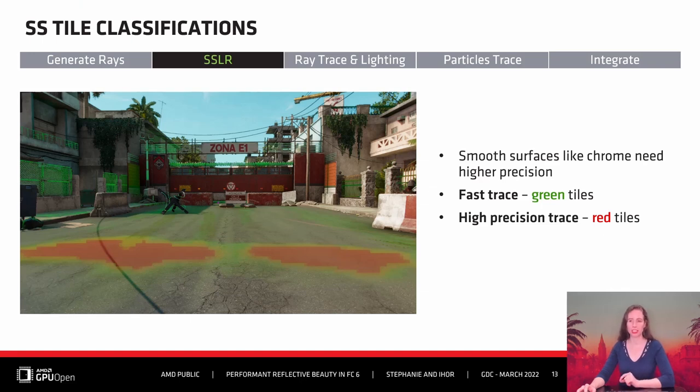To do this, we classify tiles to determine the level of precision they require for our screen space reflections. For materials with high smoothness, like puddles or chrome, we need to use the high precision trace, but the other reflective surfaces can be done with a more performant trace. You see in this image, much of the reflective surfaces are colored green to show a fast trace was done. The high precision trace is reserved for the mirror-like surfaces of the puddles.